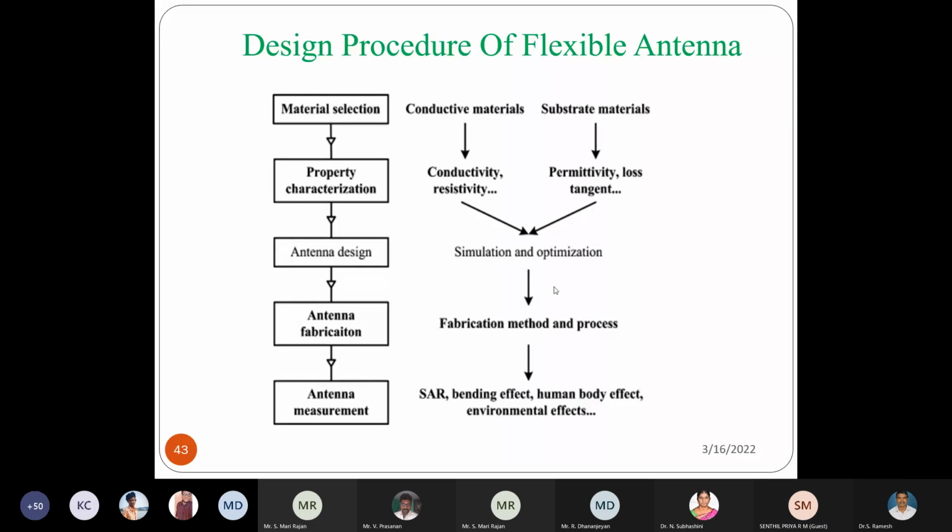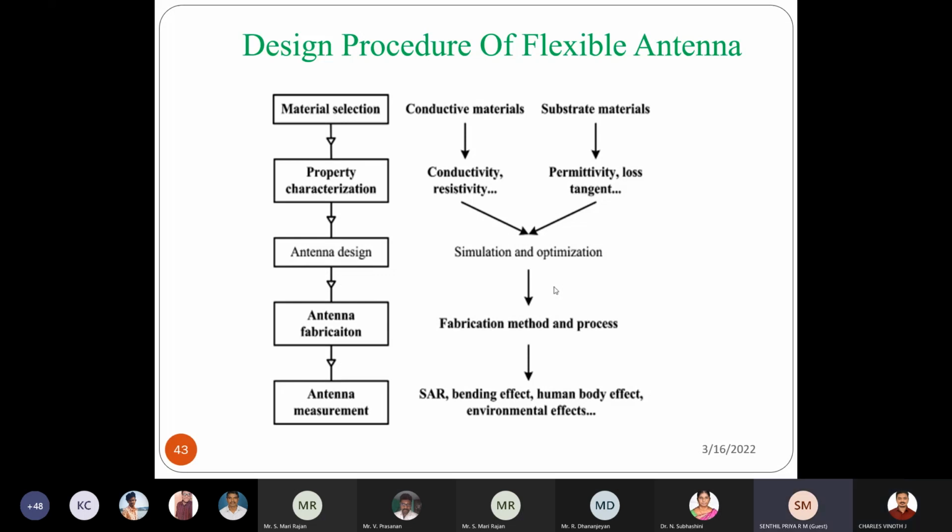Okay, ma'am, thanks, ma'am. Yes, sir. Good evening, ma'am. This is Charles. Actually, we are using cotton or polyester jeans, or any material, to fabricate the antenna for wearable applications. How do we measure the dielectric constant, permittivity value, or loss tangent in real time?